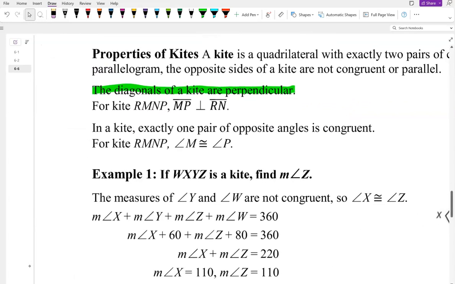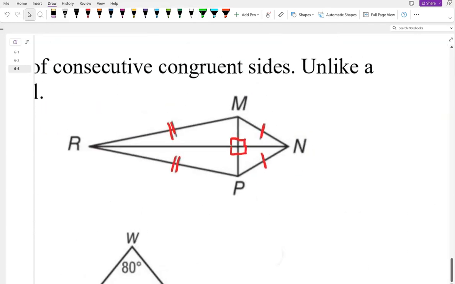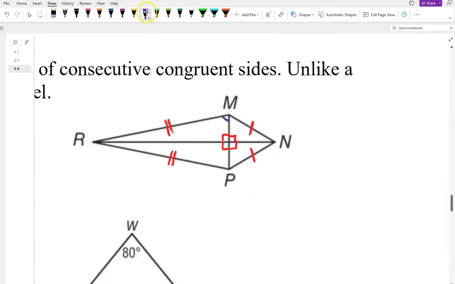The other thing you'll need to know is this second piece. In a kite, one pair of opposite angles is congruent. That might sound complicated. All that means is these two angles here and here are equal. Okay? So in a kite, you have two opposite angles that are equal. These opposite sides are equal, and then the inside angles are all 90 degrees.